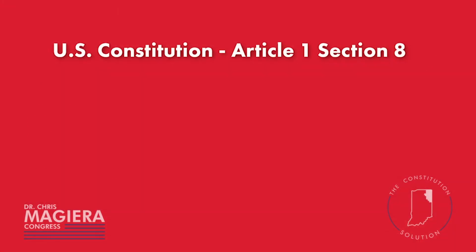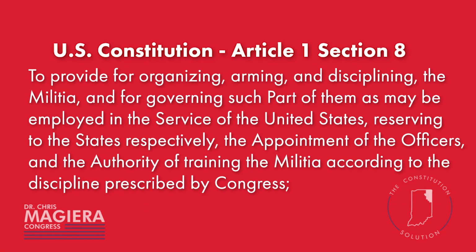Number 16, to provide for organizing, arming, and disciplining the militia, and for governing such part of them as may be employed in the service of the United States, reserving to the states, respectively, the appointment of the officers and the authority of training the militia according to the discipline prescribed by Congress.